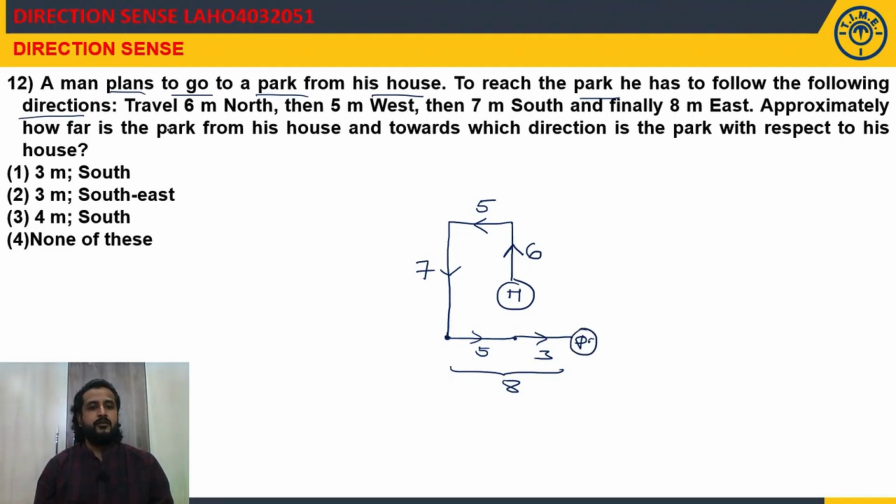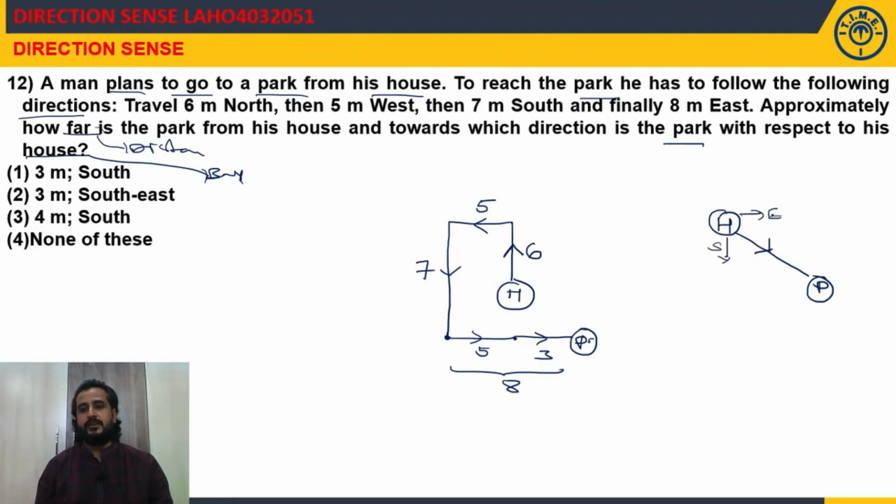Now it is asked how far the park is. Far is nothing but distance. So how far is the park from his house, and towards which direction is the park with respect to the house? So house is the base point. From this point, let's see. It is H, it is P. So this direction we need to identify. Slant line downwards towards right side. Which direction is it? South, east. So the direction is clear: southeast.